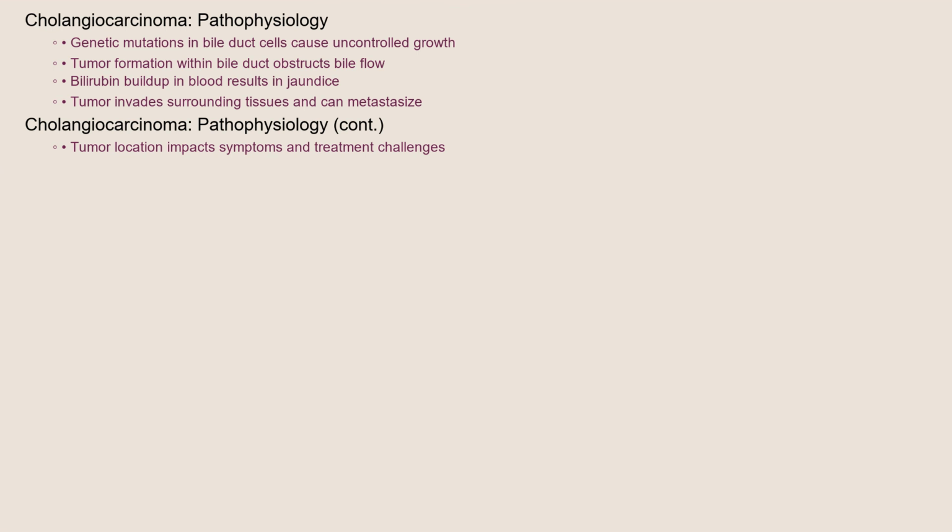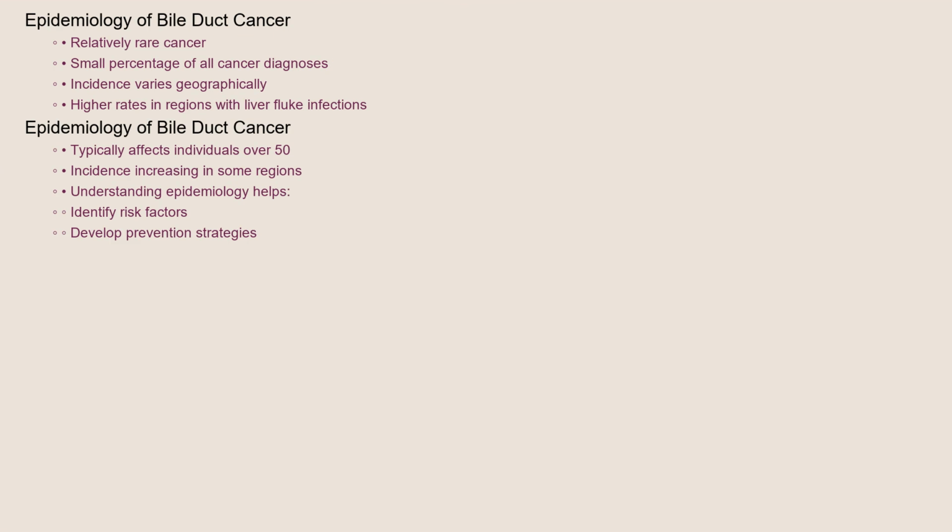Pathophysiology. Cholangiocarcinoma develops when the cells lining the bile ducts undergo genetic mutations, leading to uncontrolled growth and proliferation. These abnormal cells can form a tumor within the bile duct, obstructing the flow of bile. This obstruction leads to a buildup of bilirubin, a waste product, in the blood, resulting in jaundice. The tumor can also invade surrounding tissues and organs, and spread to distant sites in the body, a process called metastasis. The specific location of the tumor within the bile duct system influences the type of symptoms and the challenges of treatment.